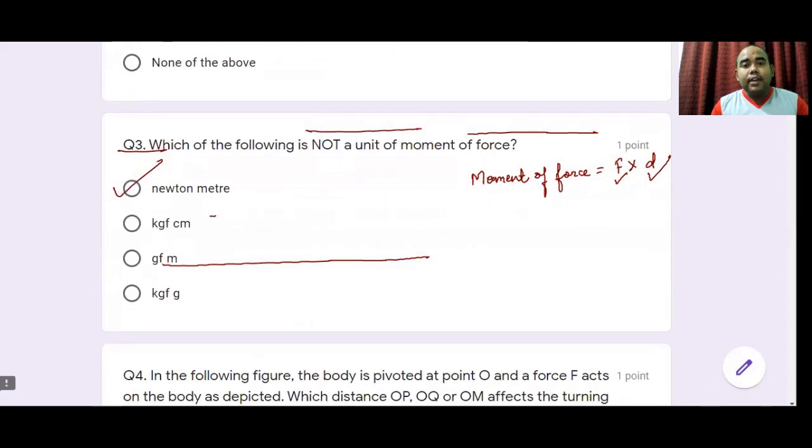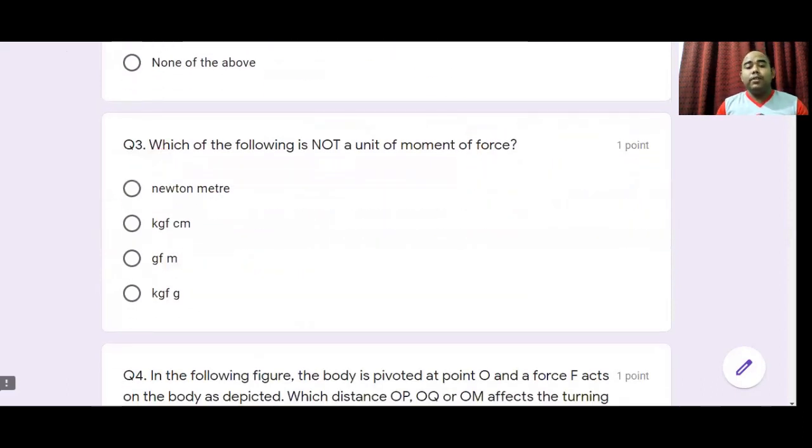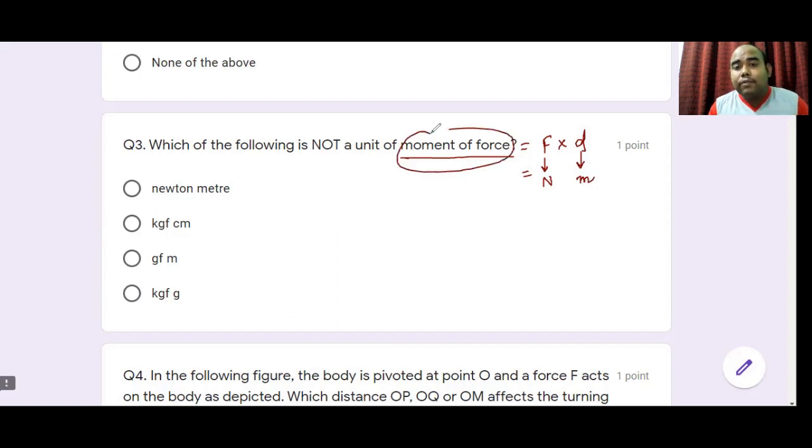Which of the following is not a unit of moment of force? इनमें से कौन सा unit of moment of force नहीं है? Moment of force का formula मैंने अभी लिखा था. Moment of force is equal to force into distance, force into perpendicular distance. Force का unit होता है Newton, और distance का unit होता है meter. यानी Newton meter moment of force का unit है. You have also studied this very clearly written in your book also. The SI unit of moment of force is Newton meter.